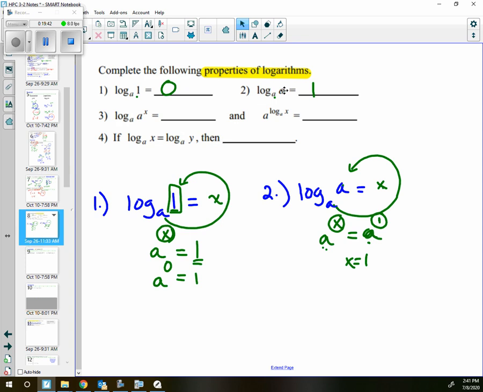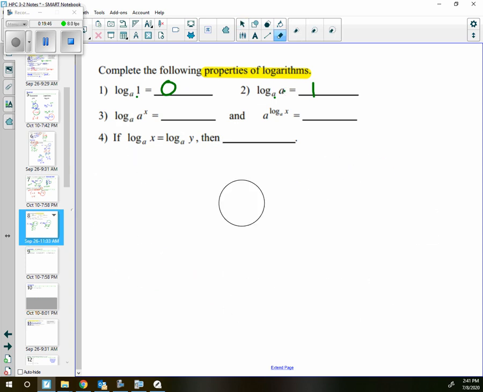All right, let's take a look at the next two. Let's take a look at 3 and 4. So I'm going to get rid of this so we have some room to work with here.